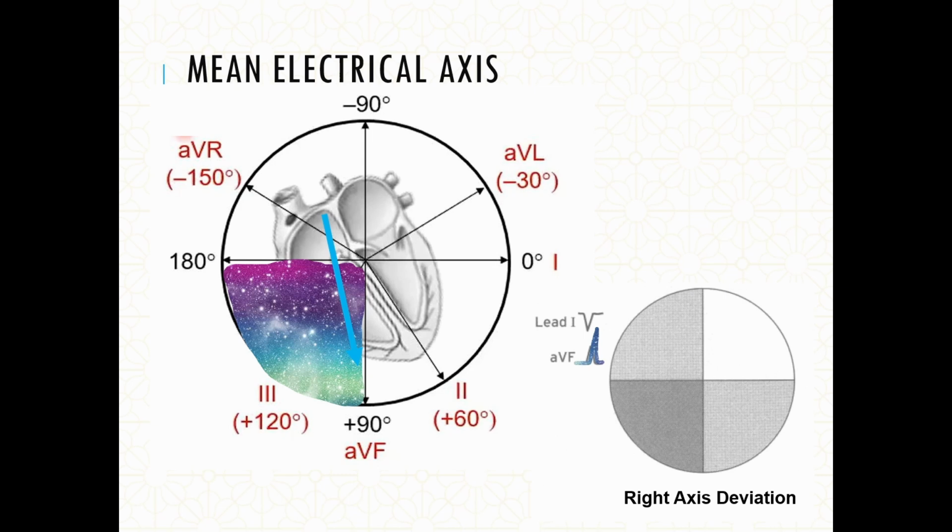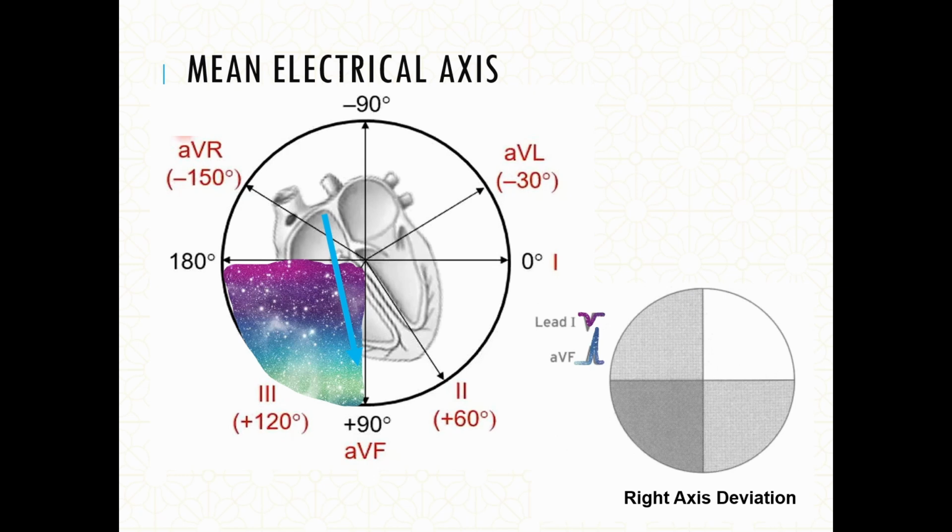So again, in this one, that arrow is a lot closer to AVF than it is towards 1. And because it's going towards AVF, we still have a positive inflection there, and I would expect it to be quite large. Whereas we're actually moving away from lead 1 overall, and so lead 1 will have a negative inflection, and it will probably be relatively small. So that is our right axis deviation.